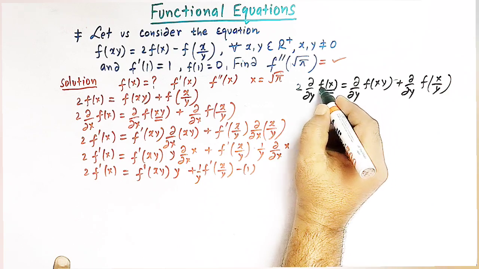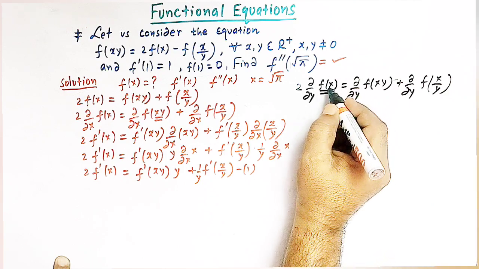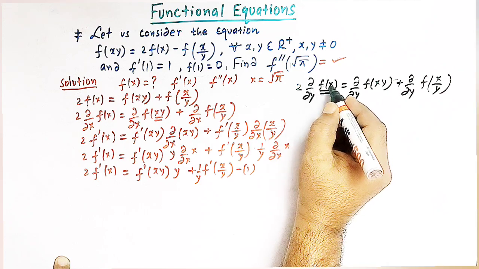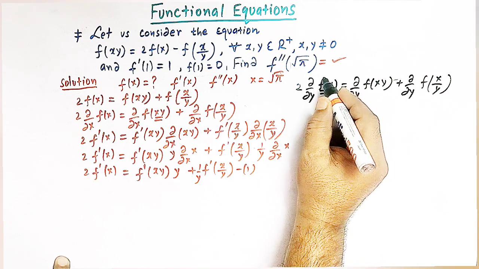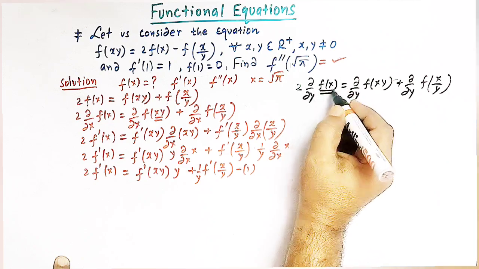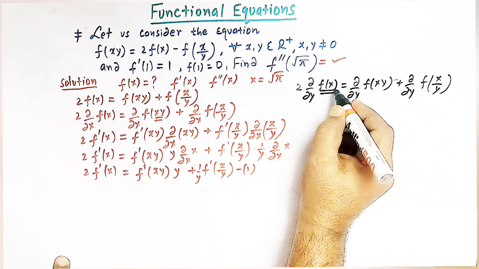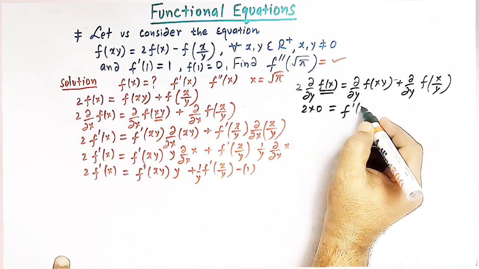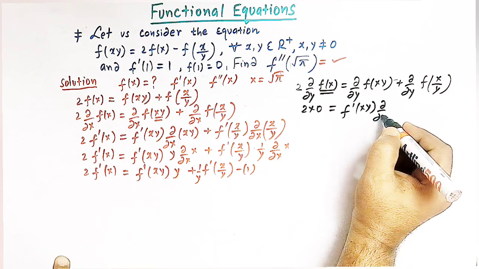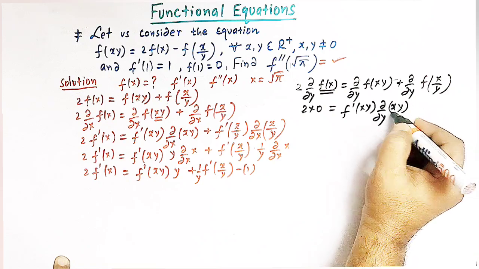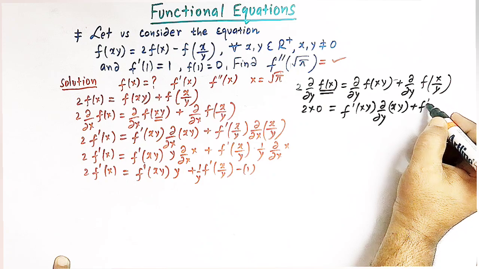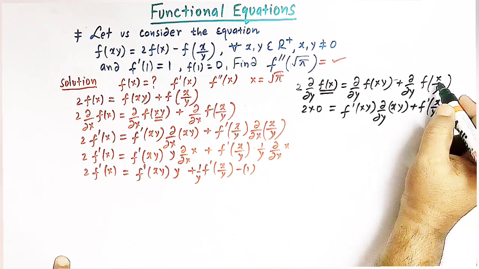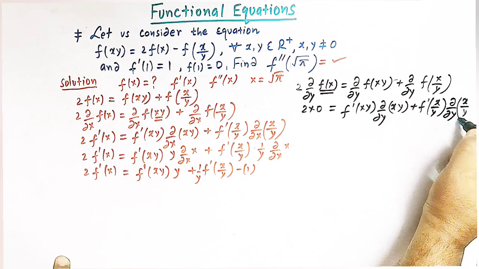Now see here, f of x is a function of x only, and we have to take the partial derivative of f of x with respect to y. So here f of x may be taken as a constant, so the derivative is 0. So here we have 2 times 0, and here we have f prime of xy, and then by chain rule we have the derivative of xy, and here also we have f prime of x over y, and by chain rule the derivative of x over y.